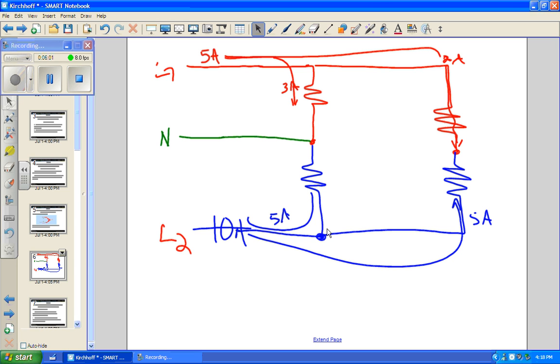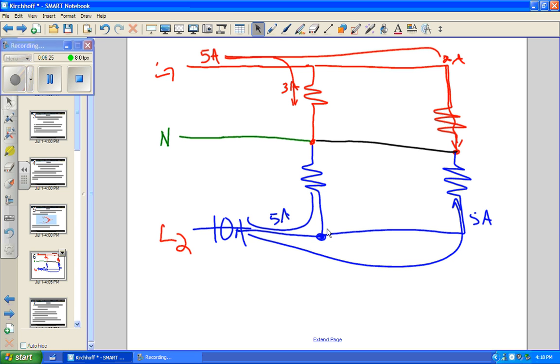Okay, now, I've left a line out. We have a line between here and here. Now, Kirchhoff says whatever comes into this network, this point right here in the middle, has got to be equal to what goes out.